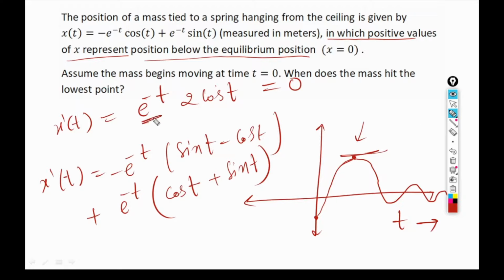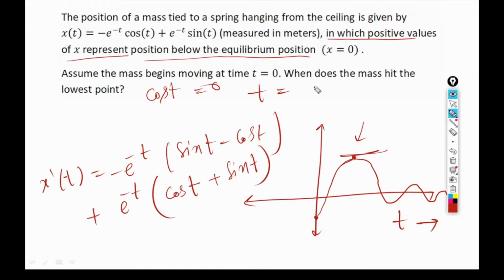Okay, so e^(-t) cannot be equal to 0, so that means 2 cos t has to be equal to 0, and since 2 cannot be equal to 0, that means cos t has to be 0. So cos t equal to 0 will give us the stationary points. And cos t is 0 when t is equal to (2n plus 1) pi by 2, an odd multiple of pi by 2.